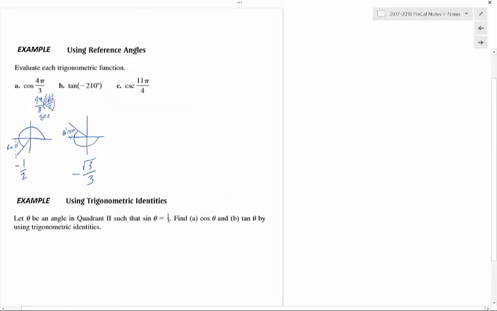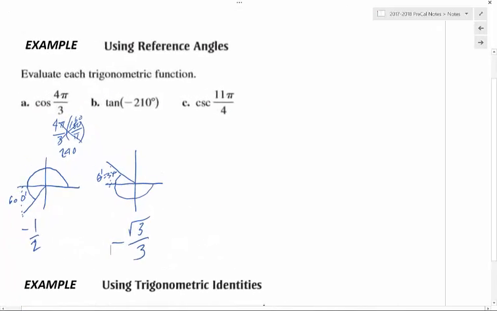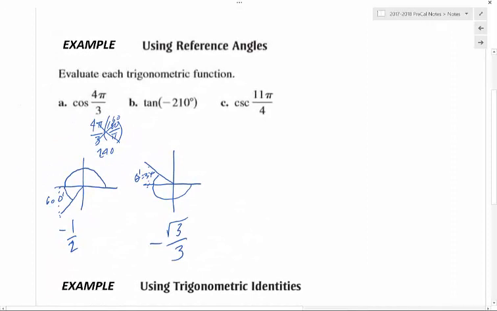Negative square root of 3 over 3. The cosecant of 11 pi over 4. It's always easiest to put it back into degrees until you really get the hang of radians. It's just a method that you can do. 45 times 11 is 495 degrees.